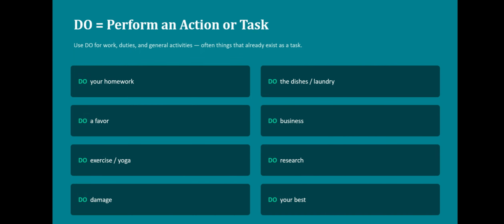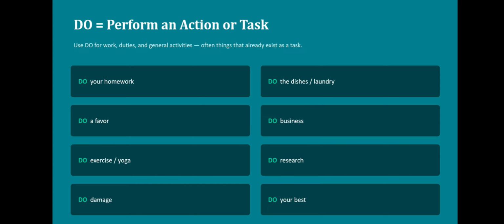Let's start with do. We use do when we are talking about work, duties, and general activities, things that already exist as a task, and we are simply performing them. Here are 8 expressions you will hear all the time. Number 1, do your homework. Number 2, do the dishes, or do the laundry. Number 3, do a favor, can you do me a favor? Number 4, do business, we do business with clients in Europe.